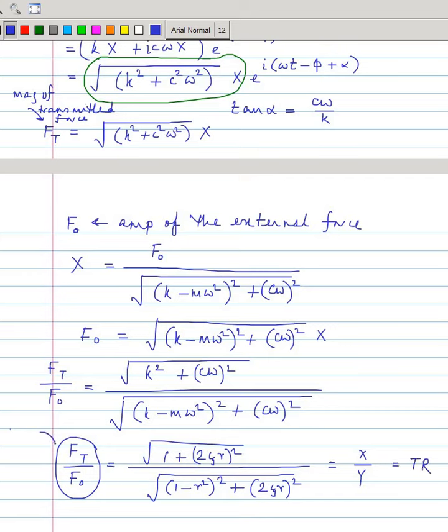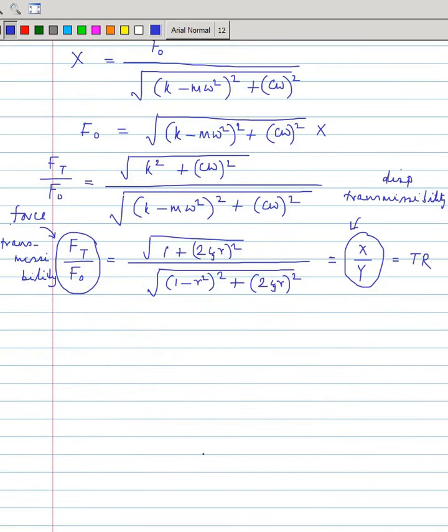So this is force transmissibility, and this is actually displacement transmissibility. So the relations for force transmissibility and displacement transmissibility are the same.